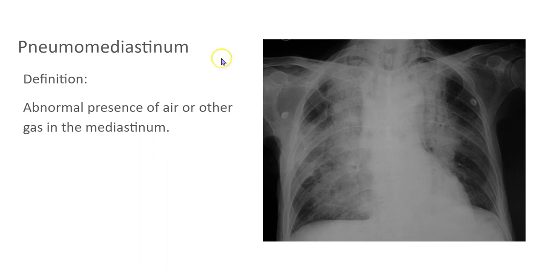Again, here's an example of a pneumomediastinum. You can see the mediastinum is widened, kind of has this abnormal wall right here. And again, all I want you to be able to do right now is connect the term pneumomediastinum with the definition, abnormal presence of air or gas in the mediastinum.